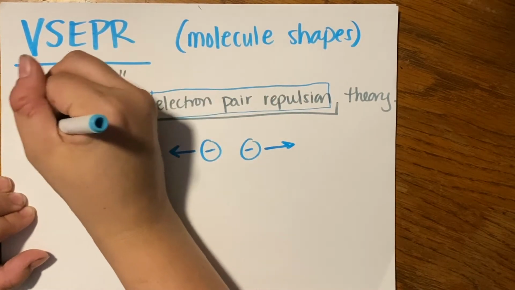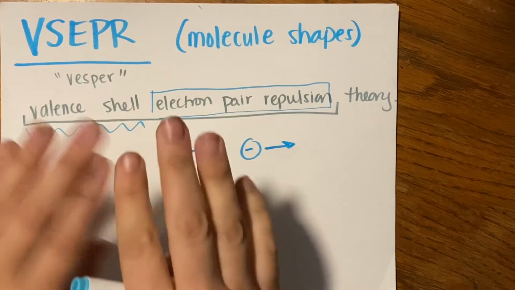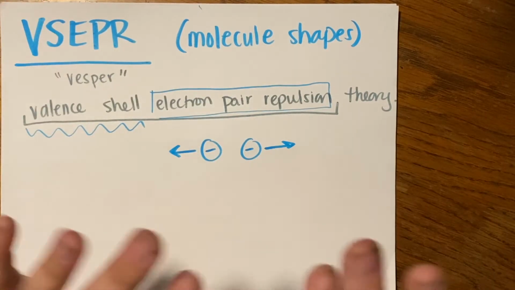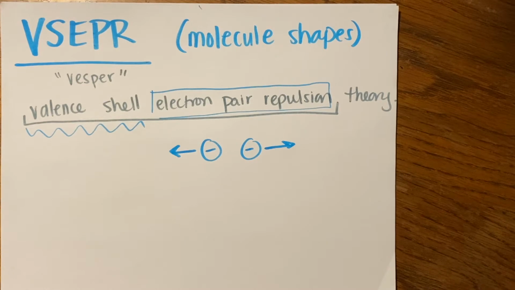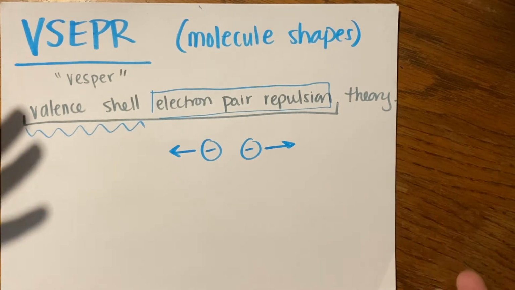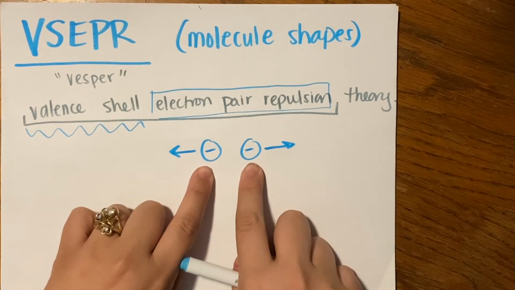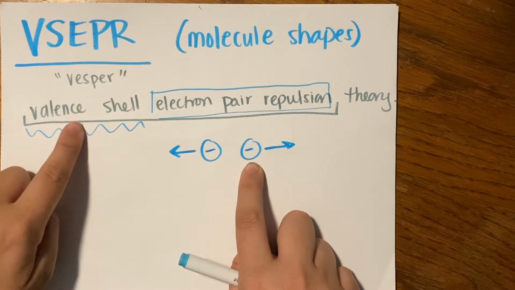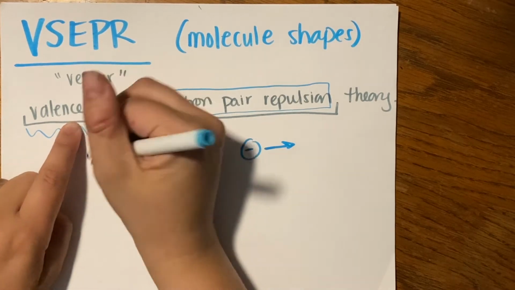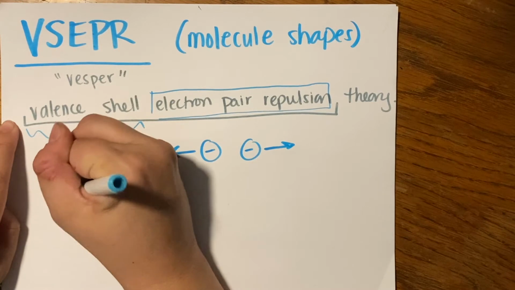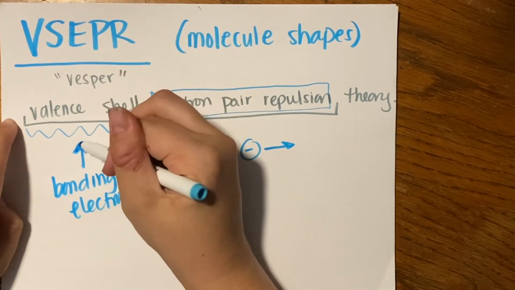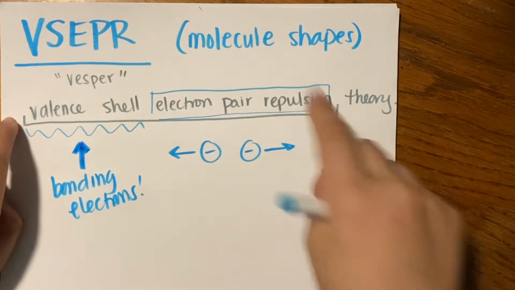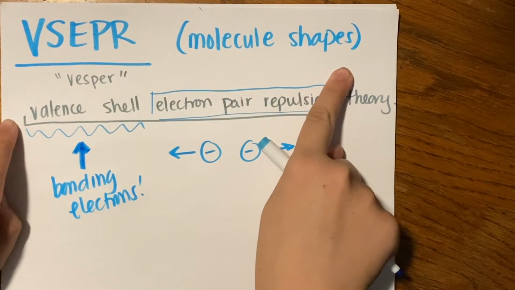And we're talking about electrons in the valence shell, so in the outermost shell of your atom or molecule. Because electrons don't want to be near each other, and because these are the electrons in the valence shell, aka my bonding electrons, VSEPR theory is going to tell us what shape my molecules take.